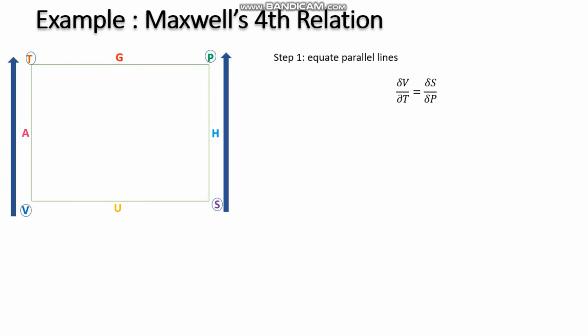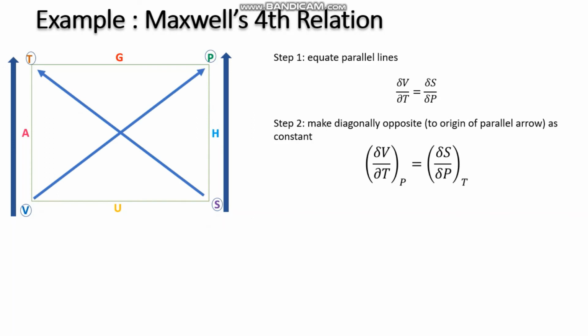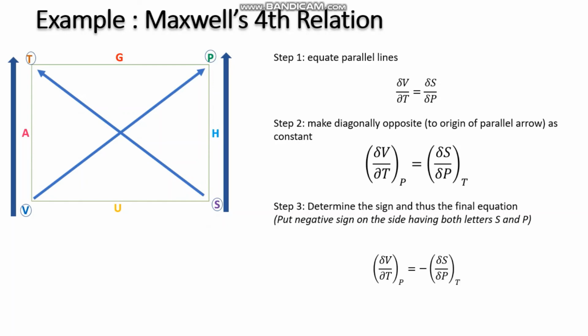Step 1, equate parallel lines. Del V by del T is equal to del S by del P. Step 2, make the diagonally opposite of the origin of the parallel arrow constant. Del V by del T with constant P is equal to del S by del P with constant T. Step 3, determine the sign and thus the final equation. Put a negative sign on the side having both letters S and P. The right side has S and P together, so minus sign there, and the final equation is present on the screen.